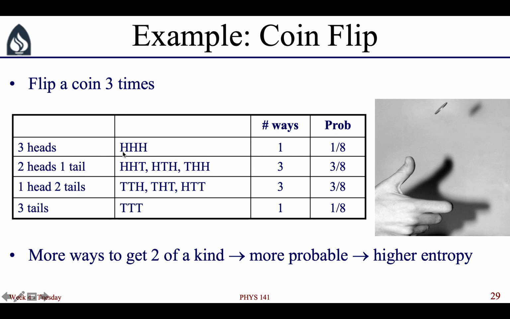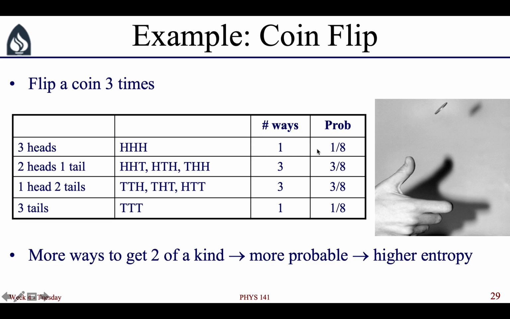You could have 3 heads, you could have 2 heads and then a tail, or a head and then a tail and then a head, or a tail and then 2 heads. You could also have 1 head and 2 tails, and there are 3 ways of accomplishing that, and then you could have 3 tails. If you look at the number of ways there are to get each of these outcomes, you can calculate the probabilities.